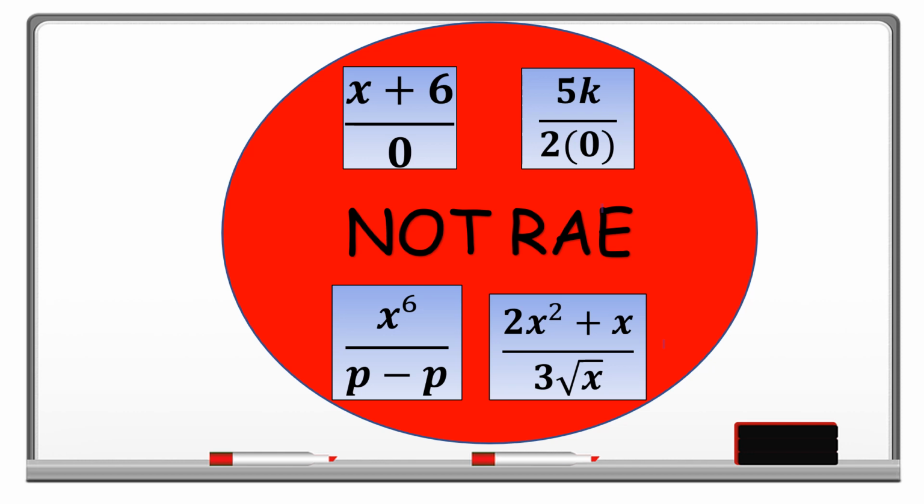Another one, we have x raised to the 6th power all over p minus p. When I simplify p minus p, what comes out is 0, right? Because p minus p, the difference is 0. So, 0 again is the denominator.